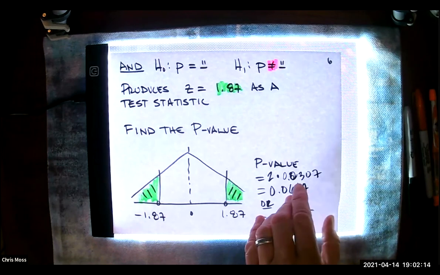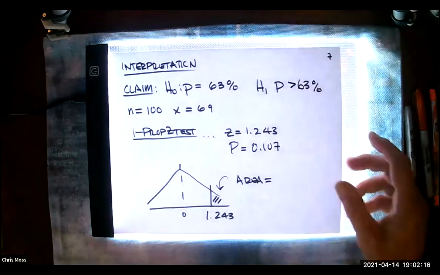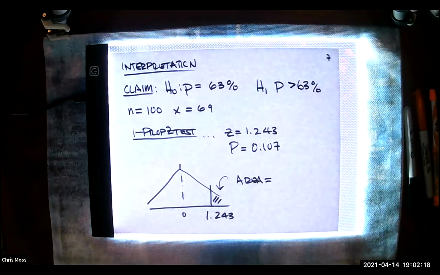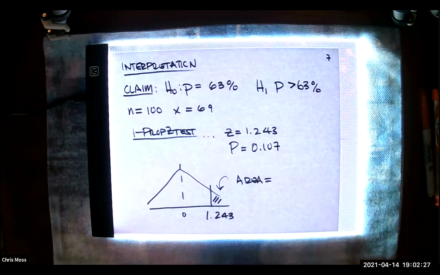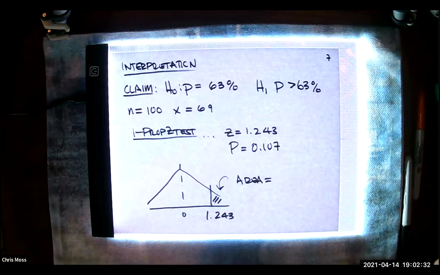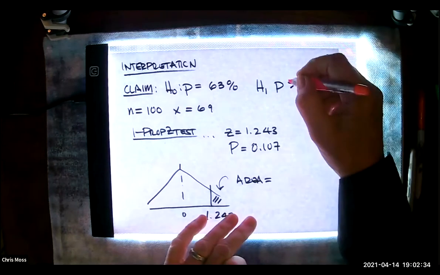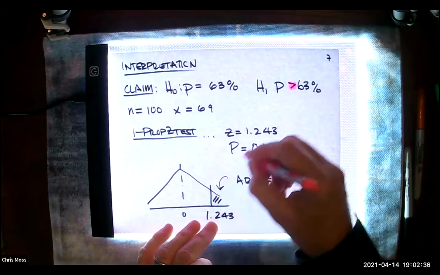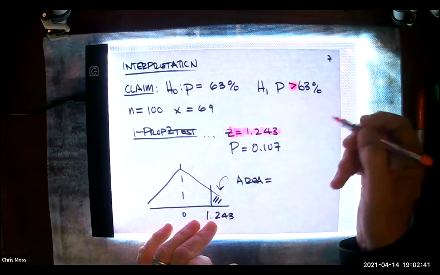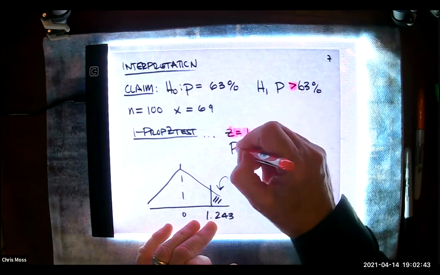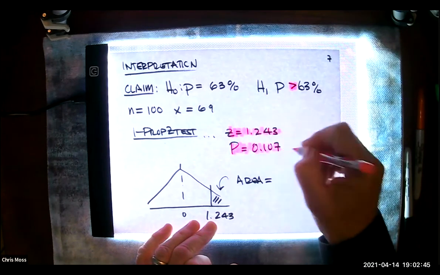And let me be very clear. Let me just run through the interpretation one last time. Here we have a claim. The null hypothesis, p equals 63%. The alternative, p is greater than 63%. I gave us all the numbers on this one here. I've got a right tail test. So I've got my test statistic here, and I've got the p-value here.